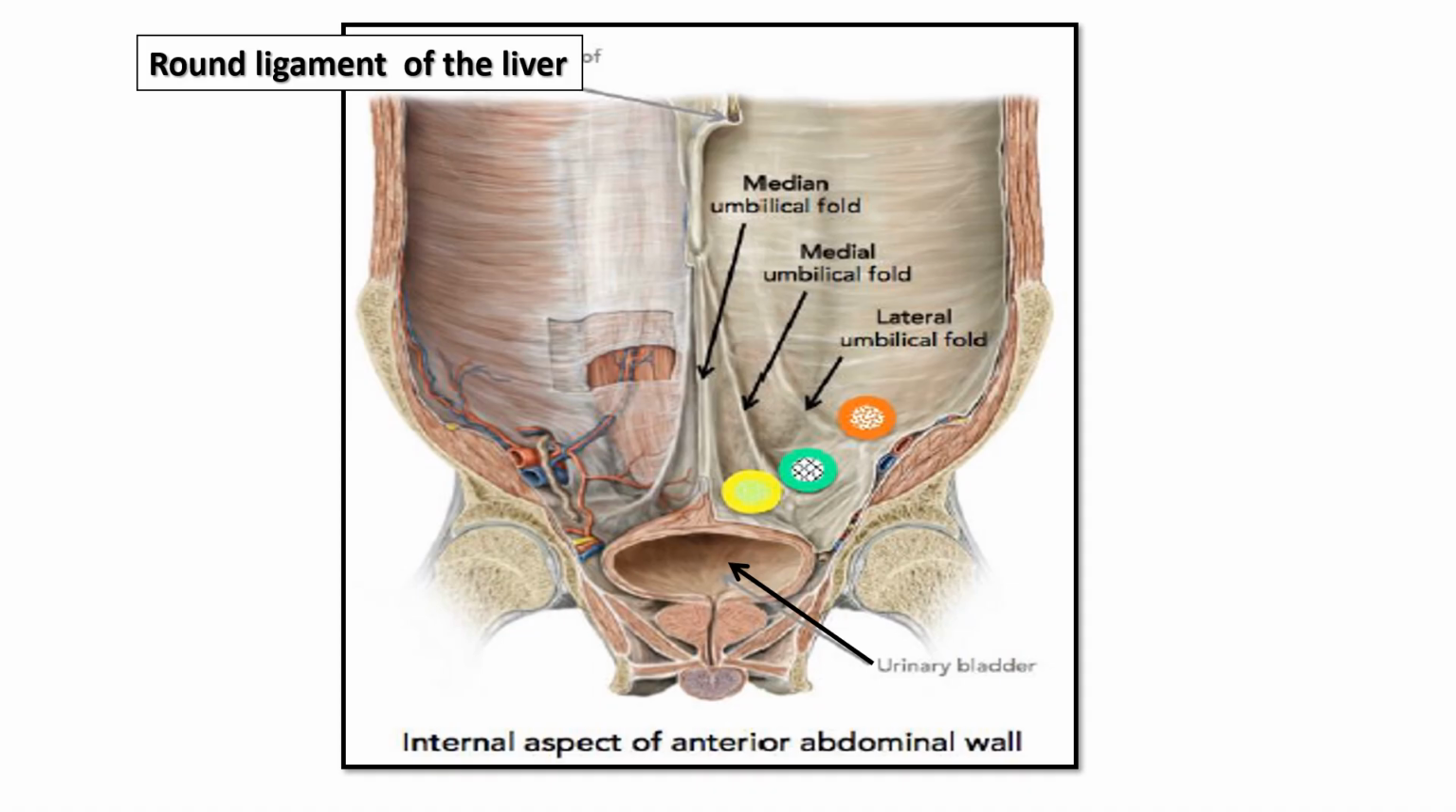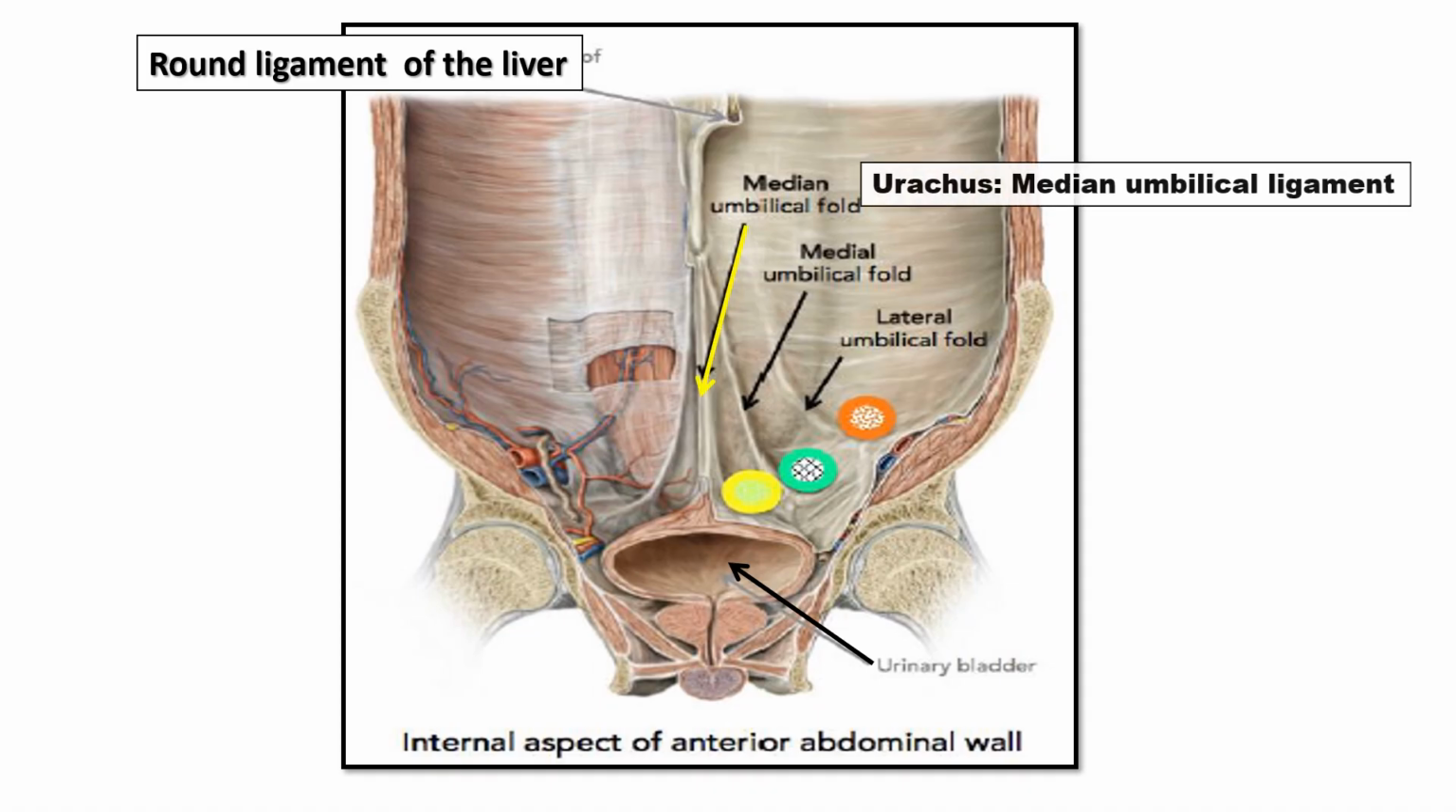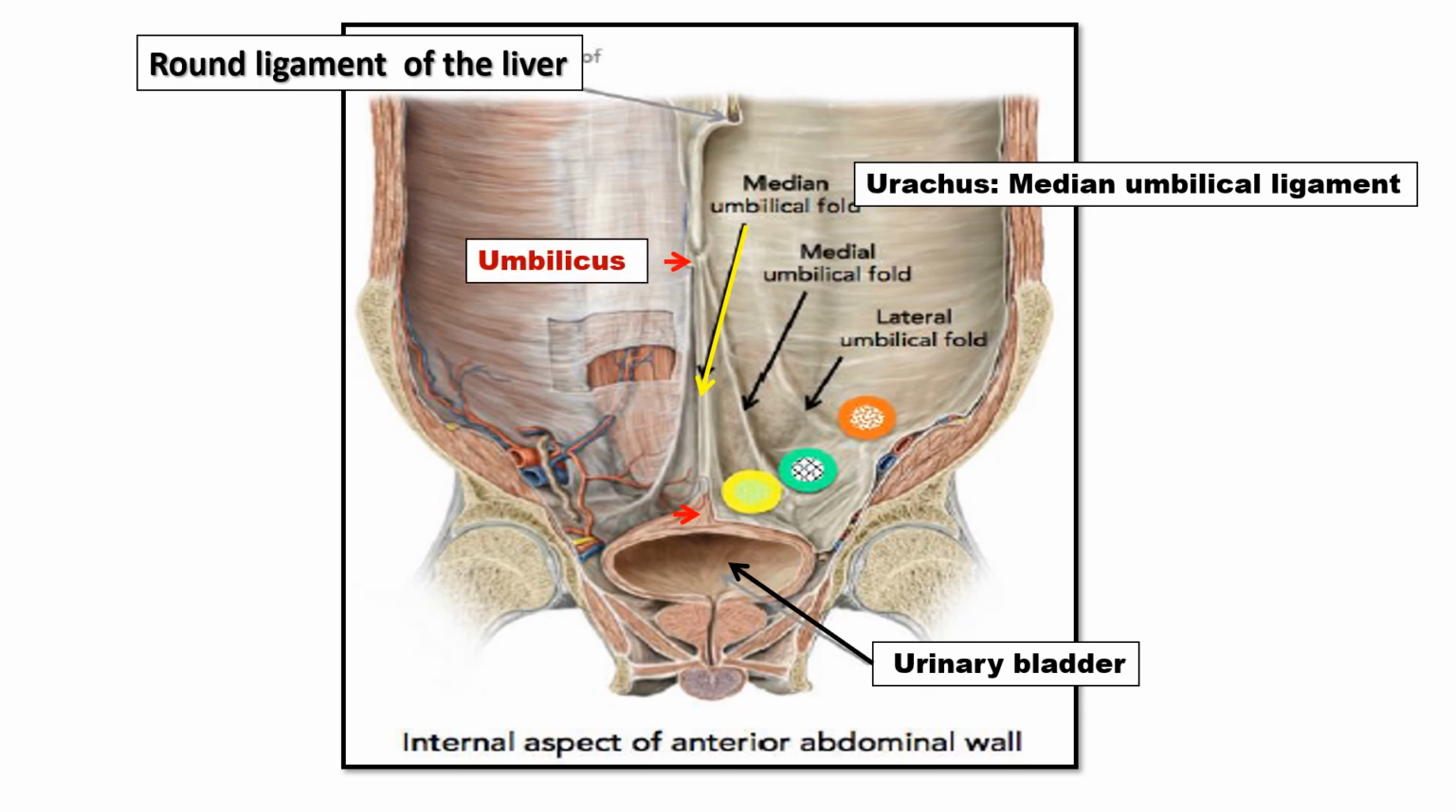Now coming to the various important remnants. The urachus, that is the allantois, becomes fibrous and connects the apex of the urinary bladder to the umbilicus. It lies in the median umbilical fold and is retained as the median umbilical ligament. Next we have the folds lateral to the median umbilical fold. These are the medial umbilical folds, and these are the remnants of the umbilical arteries, right and left. The umbilical vein is represented as the round ligament of the liver.